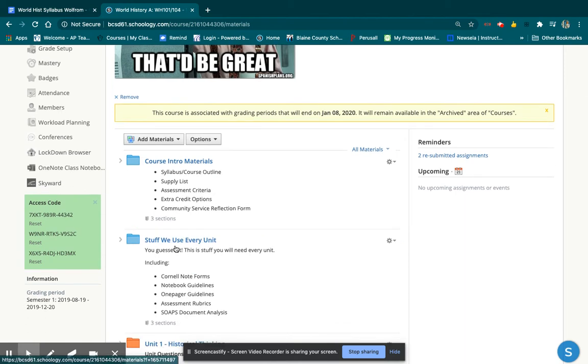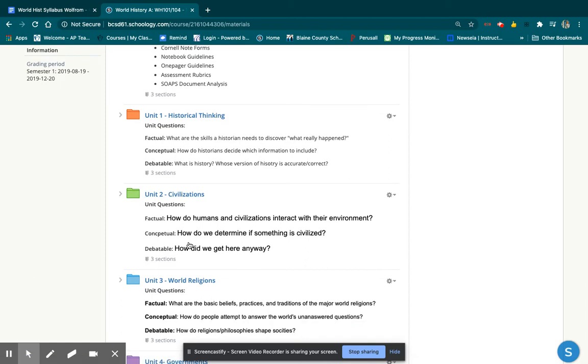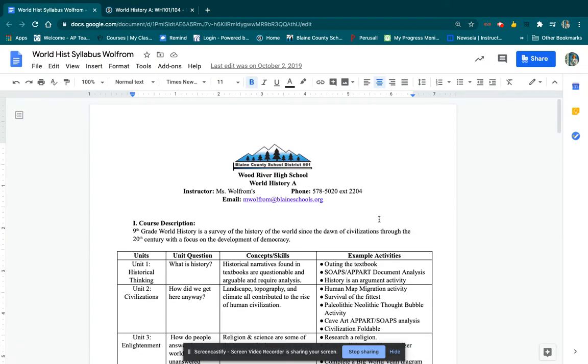Stuff we use every unit is a folder, just like it says. It's usually stuff we use every unit. One pagers, notebook guidelines, Cornell note forms, SOAPs, document analysis will all be found there. And then inside each folder beyond that is each unit, and within each unit will be weekly modules, which will be the work that you will be doing each week within that unit. So let's go over the syllabus.